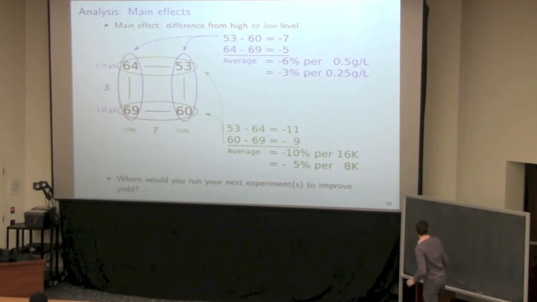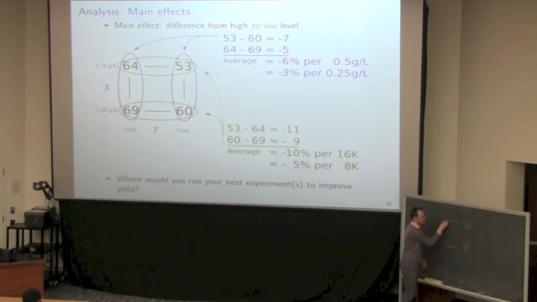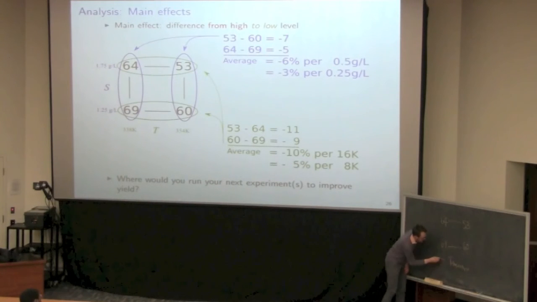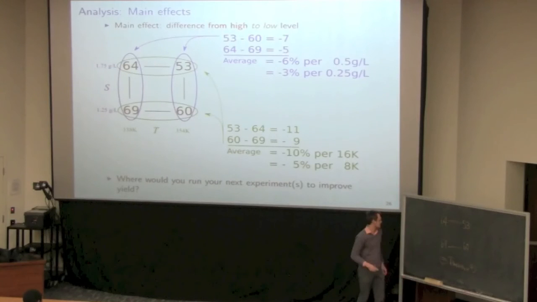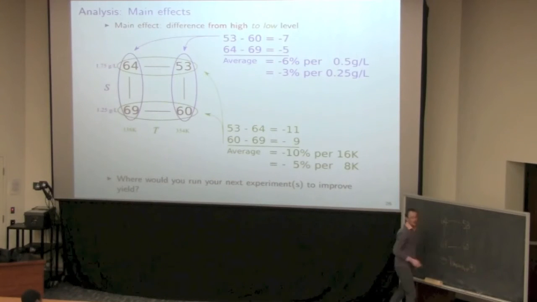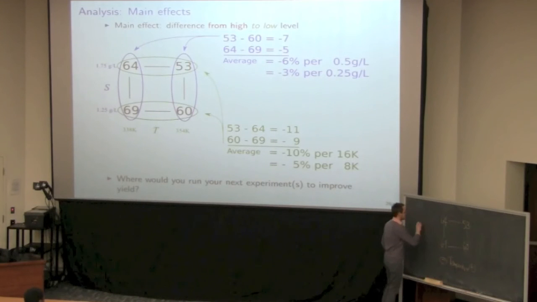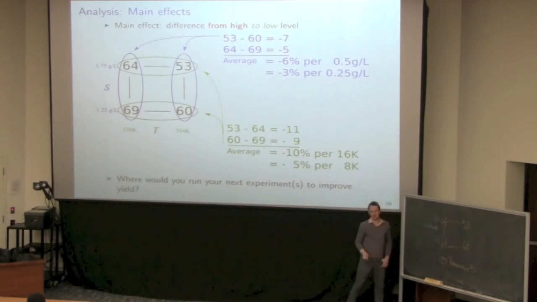So my experiments are complete and I get these four numbers: 64, 53, 69, and 60. And this horizontal distance here, that's the effect of temperature. Okay. And this is temperature low. And this is temperature high. These vertical distances represent the effect of substrate. So that vertical change is the effect of S, substrate, from low substrate to high substrate.